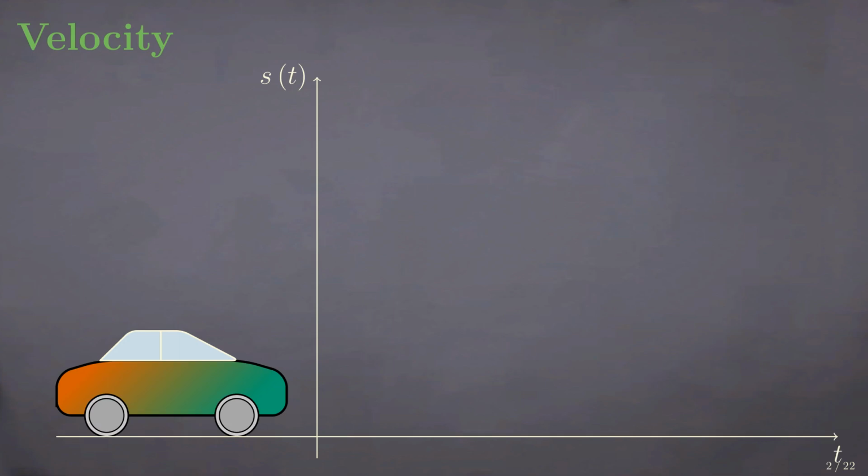When you ride a car, if you look at the speedometer, you might see a number indicating the speed of this car at a certain time. Well, actually, at the time when you look at the speedometer.